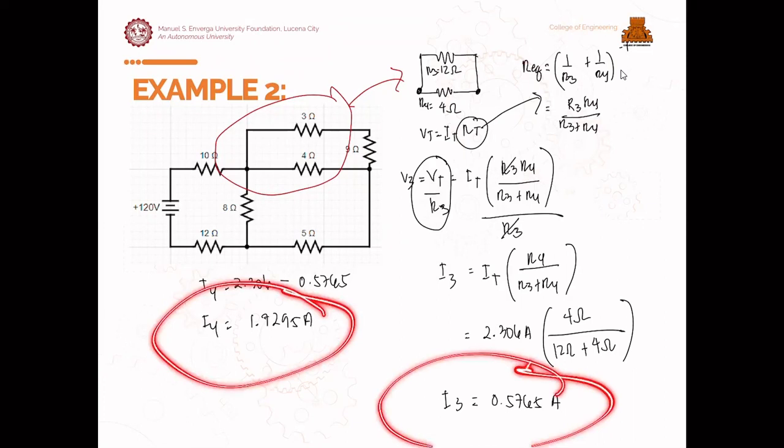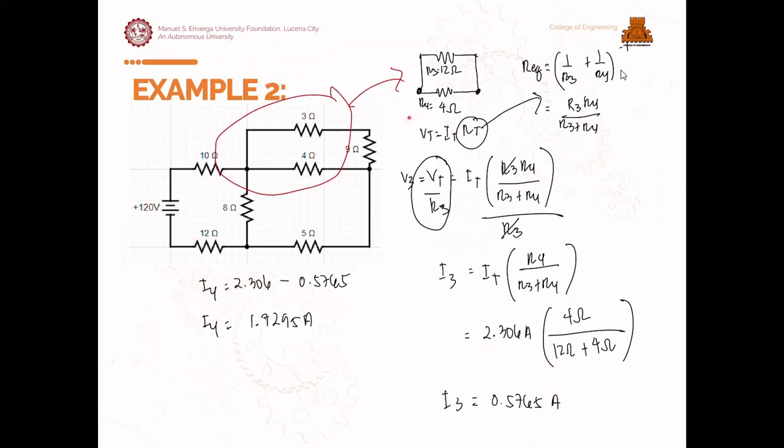Bakit? Kasi nga, yung resistance natin dito is mas mababa compared dito sa resistance natin dito. Okay? Mas mataas ang resistance, mas maliit ang current natin. Then, mas mababa, mas malaki yung current natin. Okay, check natin kung times 3 nga ba si I4 kay I3. 0.5765 times 3 natin is equivalent sa 1.7295. Okay? So, exactly times 3 talaga yung current ni I4.